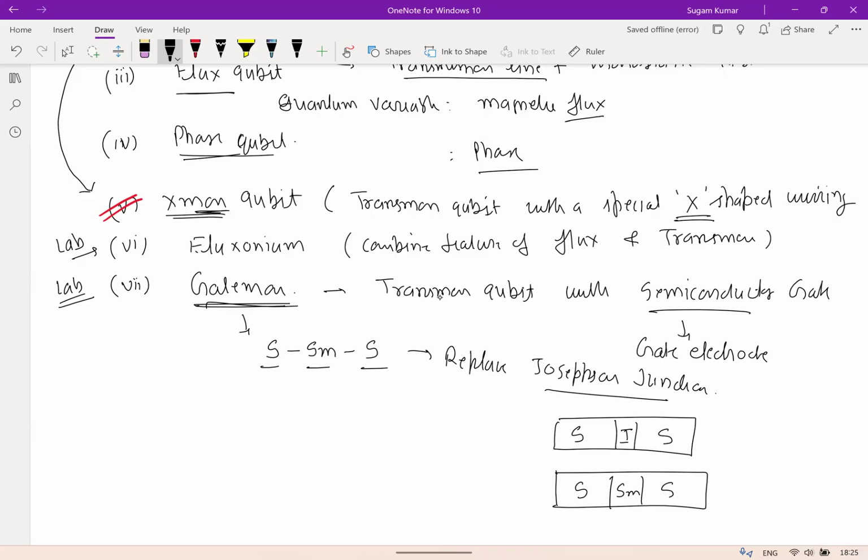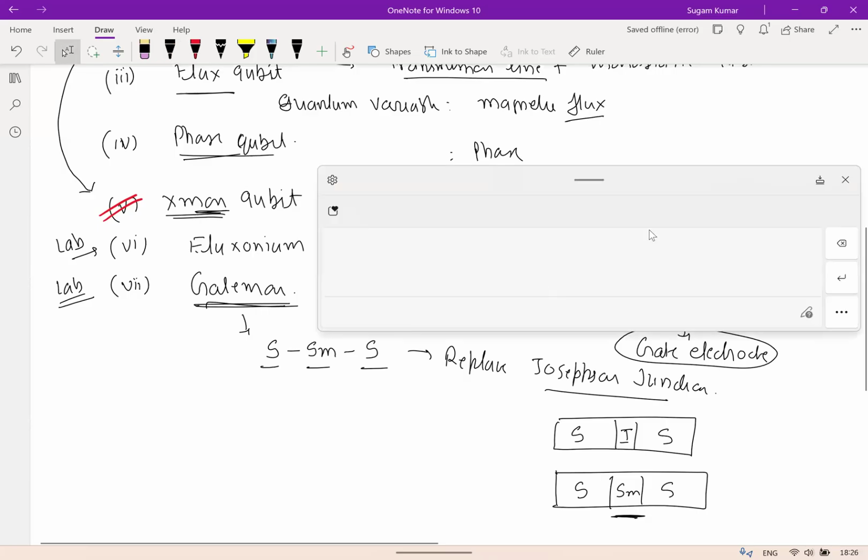And in this case, you're going to use a gate electrode. And this gate electrode is going to control the junction which is formed. So this gate is going to control the junction by application of some voltage. Okay, it is the same as a transistor, it is similar to a transistor. Okay, I hope you got the idea what we are doing here.